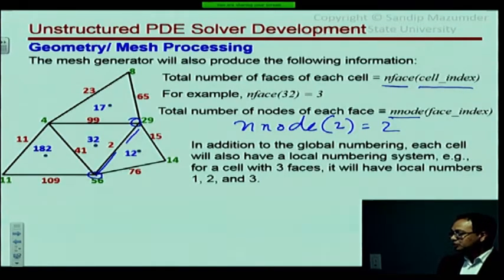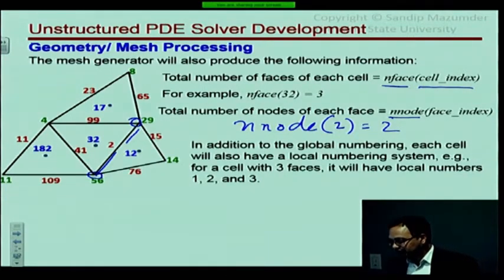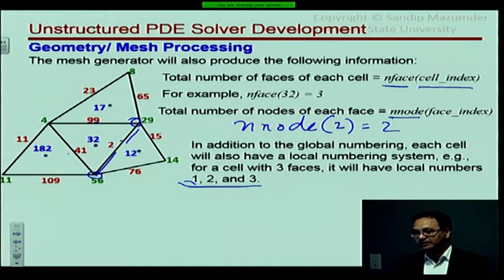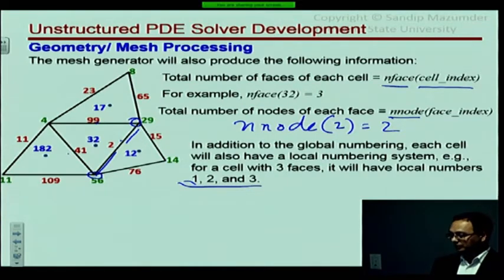In addition to the global numbering, each cell will also have a local numbering, 1, 2, 3. So for example, 1, 2, 3 are the 3 faces of that cell. Okay, that's local numbering. The global numbers are 2, 99, and 41. Okay.